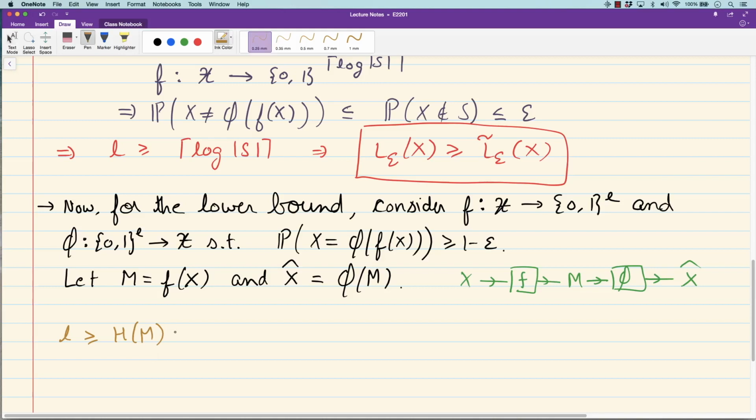Actually, let's do it this way. So this m, once you have m, from it you can take out x hat. So this one, h of m, is this minus h of x hat given m. Use chain rule here. But since x hat is a function of m, this guy here is 0. So you're just left with this guy. But this guy here is h of x hat plus h of m given x hat.